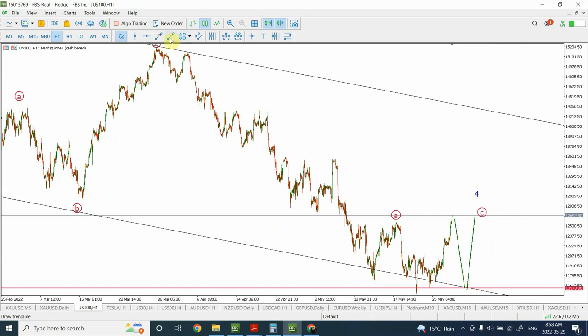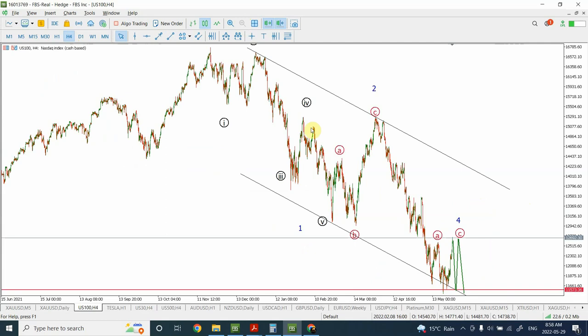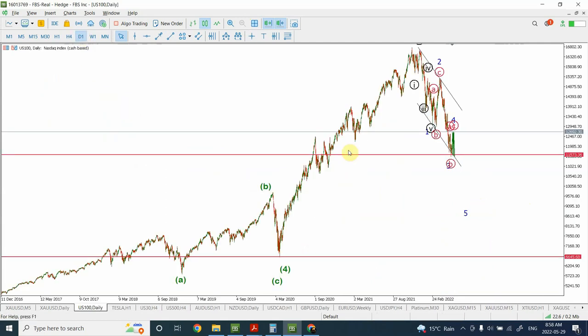So that's my analysis on NASDAQ 100. Let's bring it back to the 4-hourly time frame. Let's bring it back to the daily time frame. And I'm expecting that after the sideways wave is complete, we're going to see some pretty nice downward price movement in the stock market.